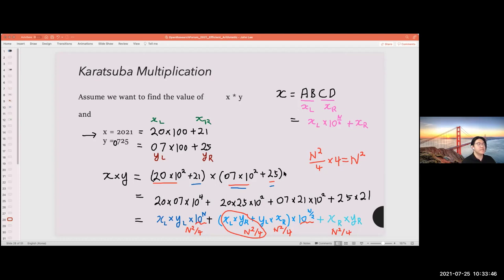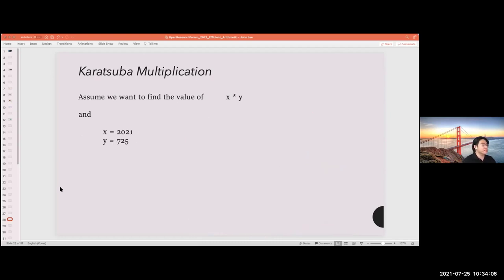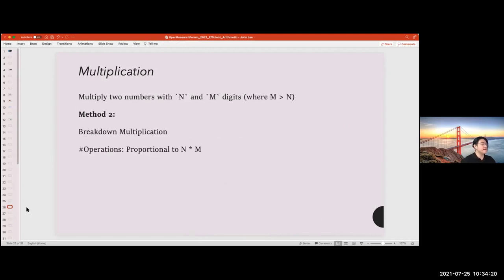I'll be clearing my screen, but yeah, this is how to divide and conquer for multiplication. And we see that using this method, we have n squared operations needed. So this is n squared or n times m. I did n squared just because we padded y with an extra digit. But notice that this is the same number of operations that we needed from the breakdown multiplication to this one.